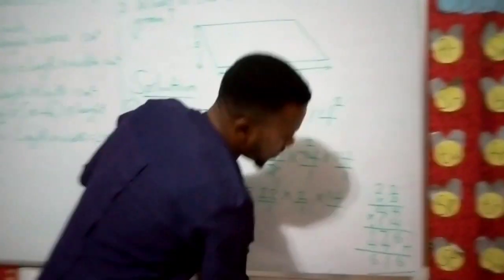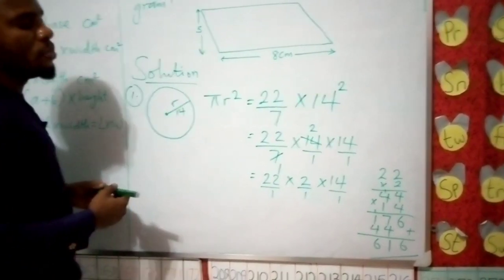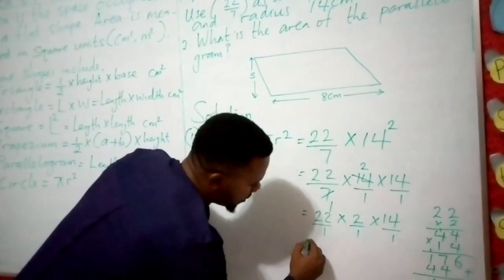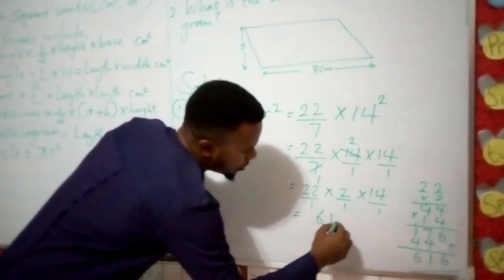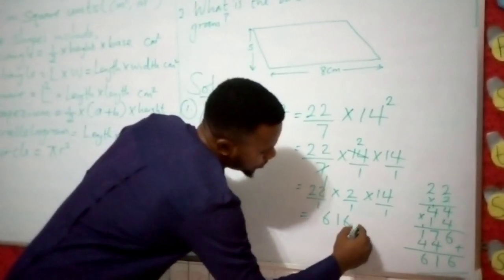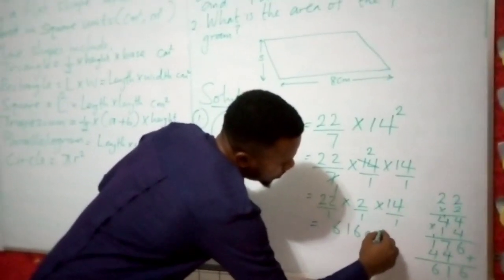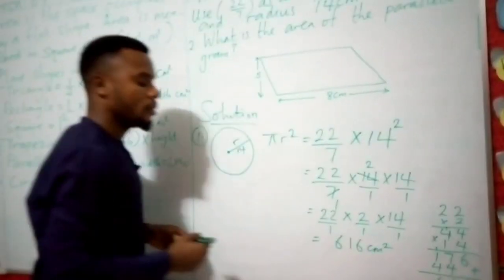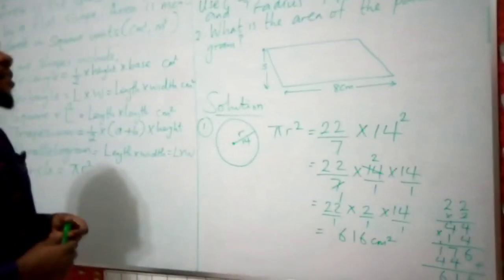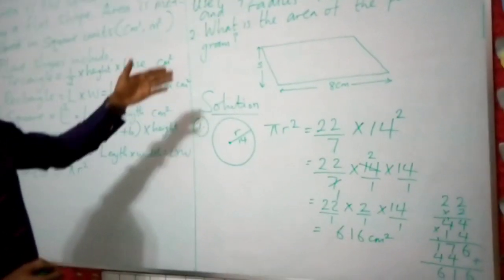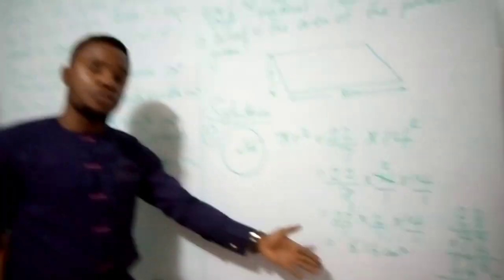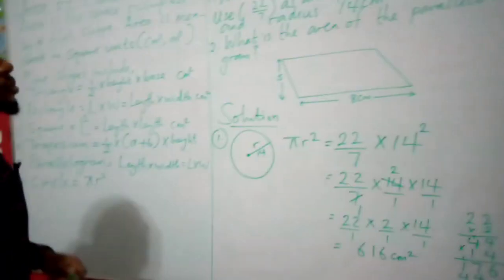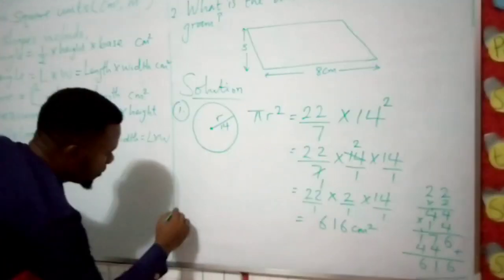Now, this is what we have when we multiply our numerator. Our answer here is 616 centimeters squared. So the area of this shape is 616 centimeters squared. Now number 2 is the shape of a parallelogram.